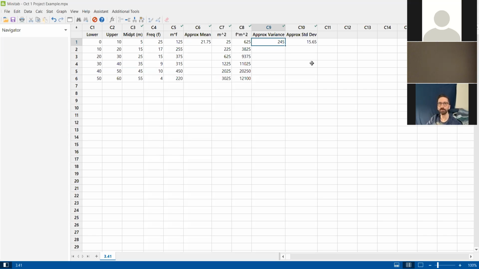I will post this, and once I post it, you'll be able to load it into your Minitab, look at all the formulas and everything, and review it again for yourself. So that's one of the things you'll be working on over the next few days. Any questions about that? No questions? Okay.